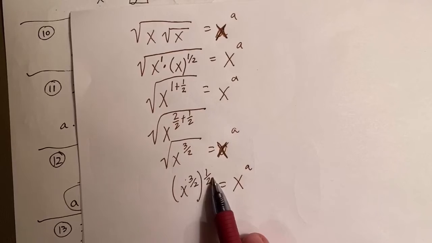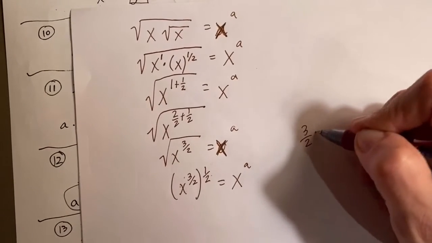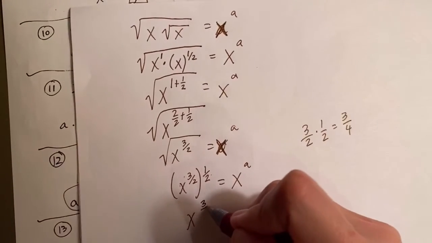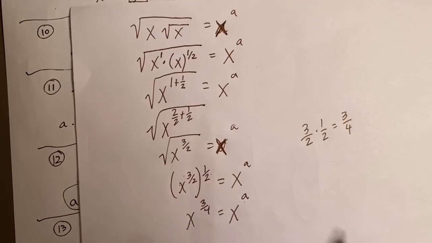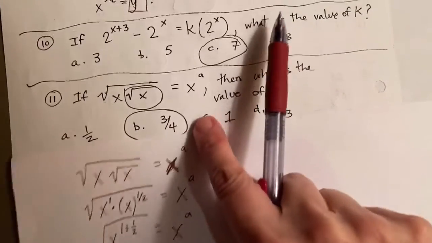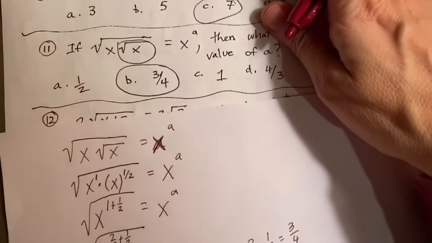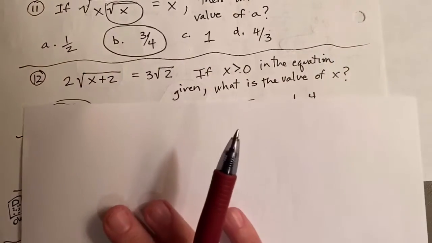Now I've done it. So we said earlier, I can multiply exponents. So 3/2 times 1/2 would be 3/4. So x to the 3/4 has to equal x to the a, which must mean a has to be 3/4. And that's how I got my answer. If you got the same answer, good job. All right, 12.